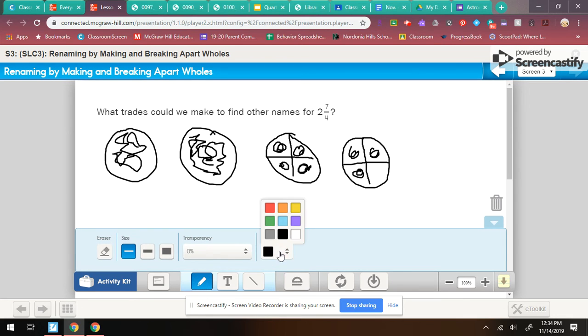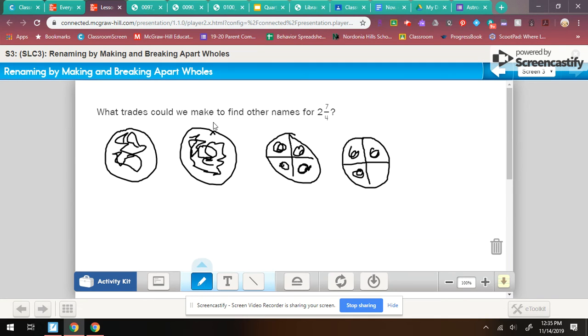Let's change the color. So I could, like last time, trade my whole for 4/4. So I'm going to trade this whole for 4 pieces. So now a name could be 1, because I have 1 whole. And then I have 1, 2, 3, 4, 5, 6, 7, 8, 9, 10, 11 fourths. So another name for 2 and 7/4 would be 1 and 11/4.